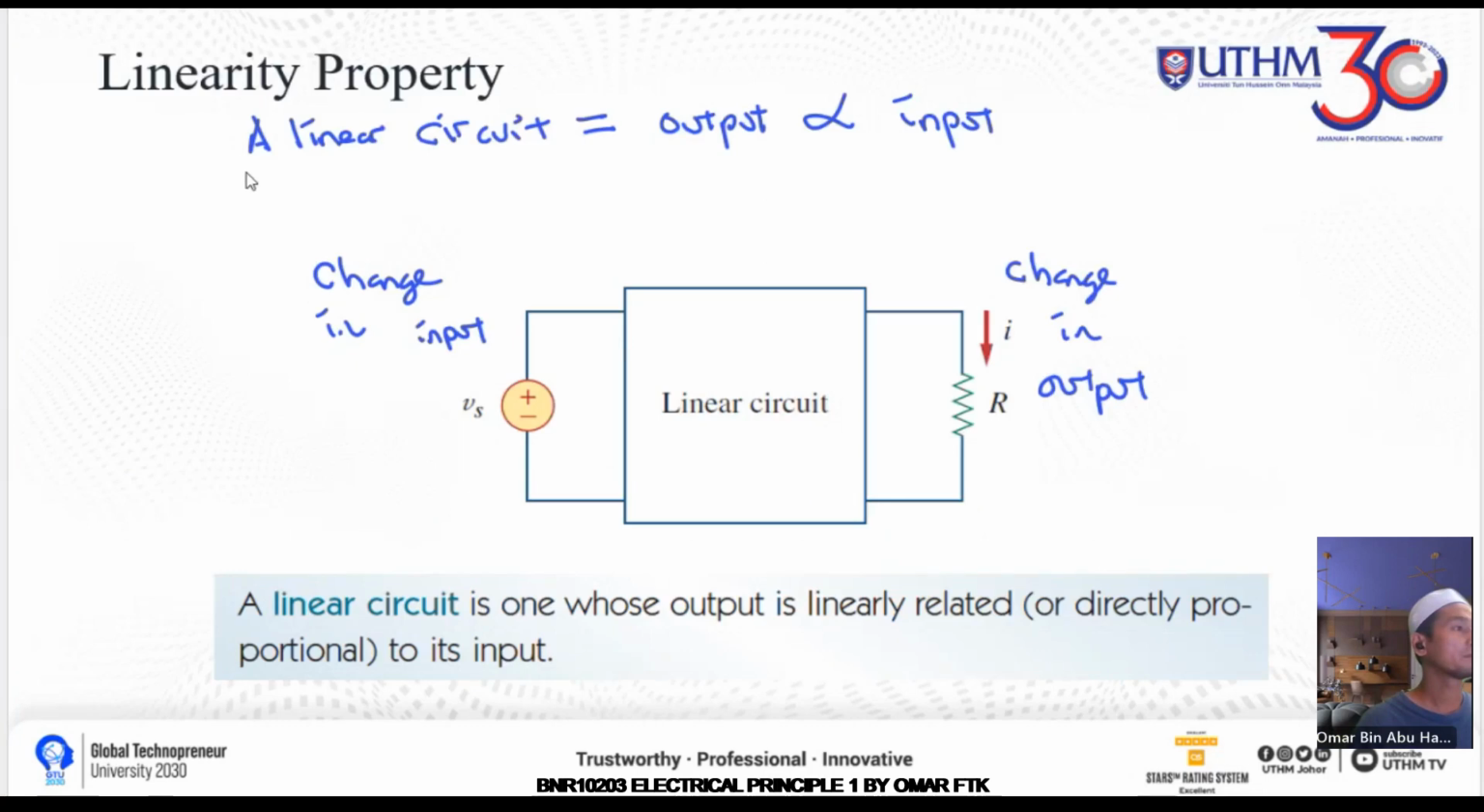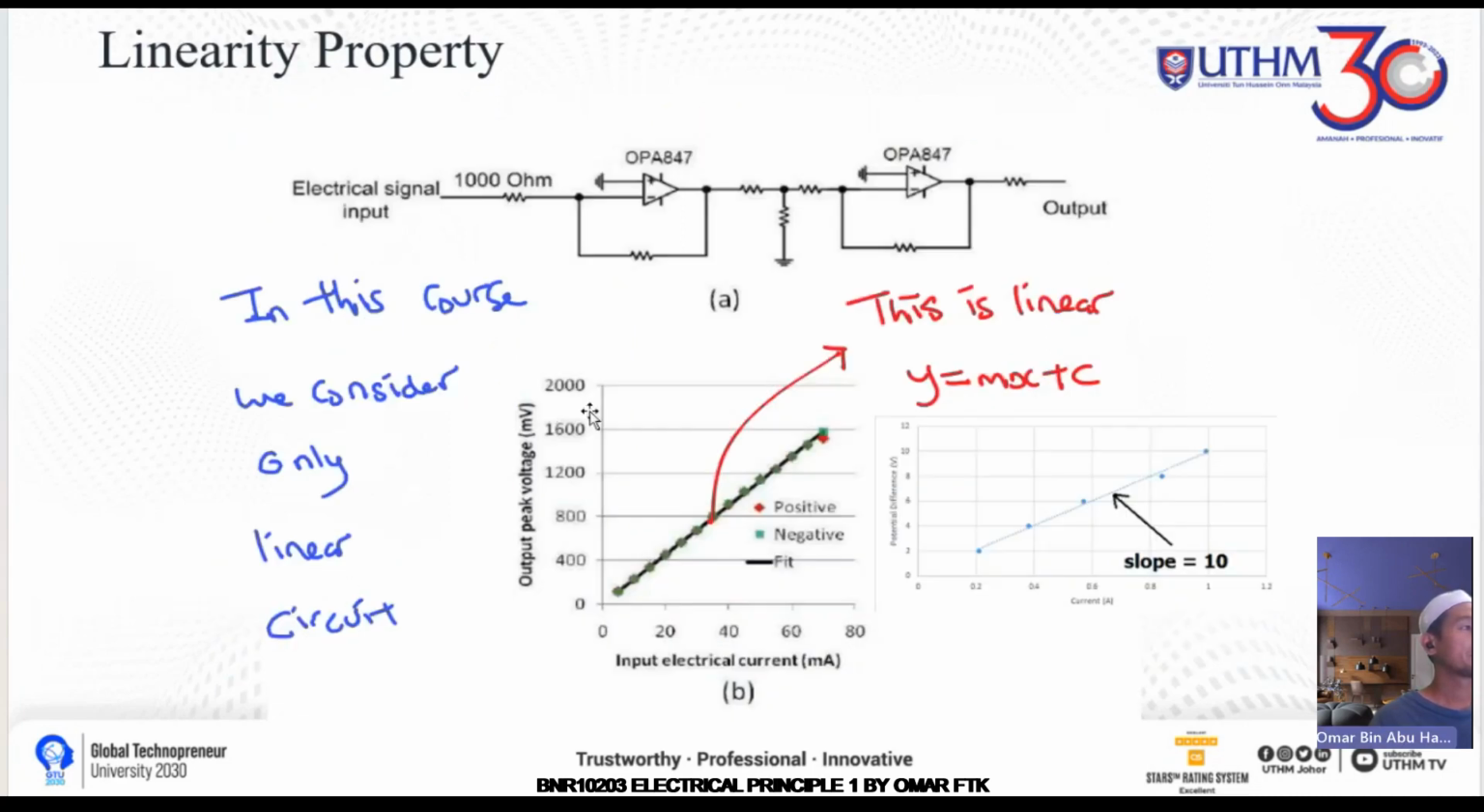Okay, so a linear circuit is one whose output depends on the input linearly. A linear circuit is one whose output is linearly related, or directly proportional, to its input. For example, in this case, we can consider this as a linear circuit if we increase the value of the current.